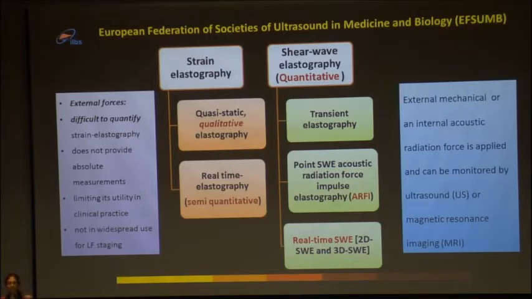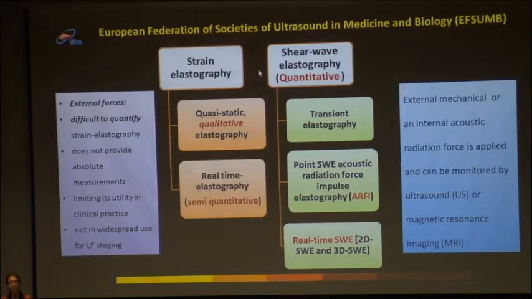So what strain elastography does is it produces a strain. It sees the impact on the shape of the structure, and it decides how hard the structure is, how much the shape is changing. That is a quasi-static method. A different type of strain elastography is real-time, which is semi-quantitative.